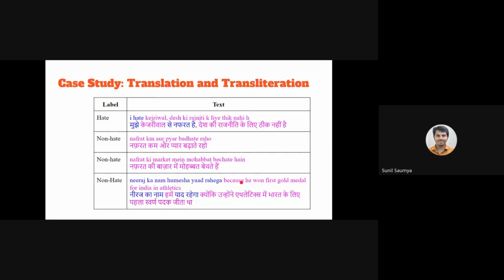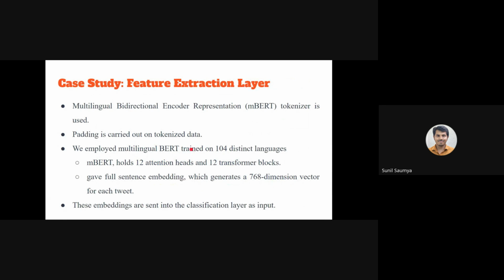Ultimately, using this translation and transliteration, we converted the data set into Devanagari script like this, and we then used it as the data set for the classification model. Fine. Now, once our data set and input were ready, we did the feature extraction.